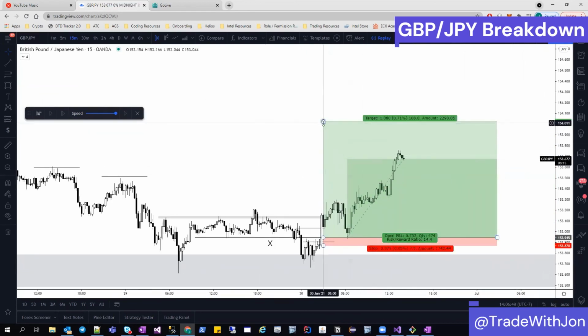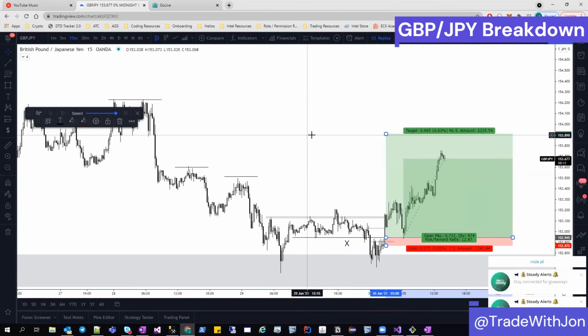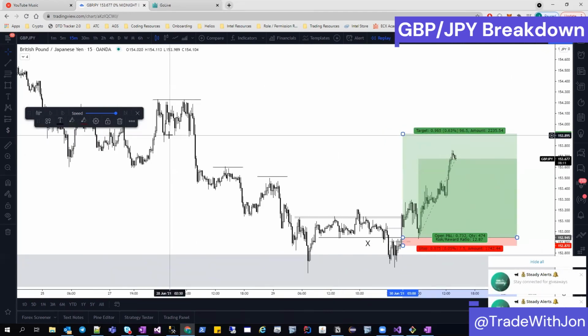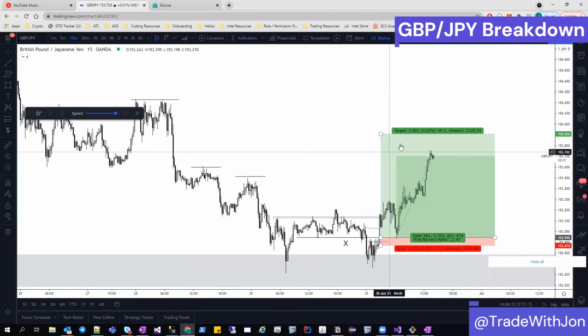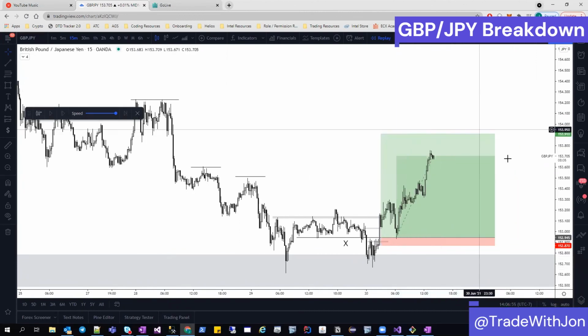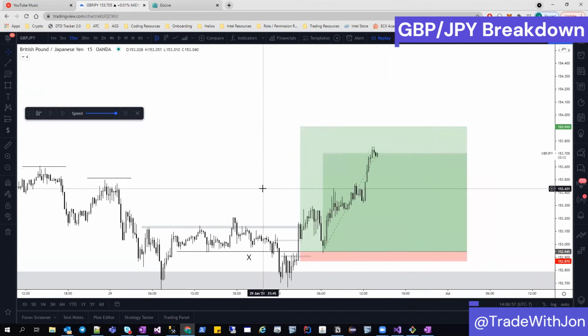I usually like a 1 to 10 risk to reward ratio. We can probably aim for like a 1 to 12, or 1 to 13 almost, which is right at the lows, right? And this is a good area. So now this is the trade, right? 96 pips. This is the official trade. We should be smashing this pretty soon.